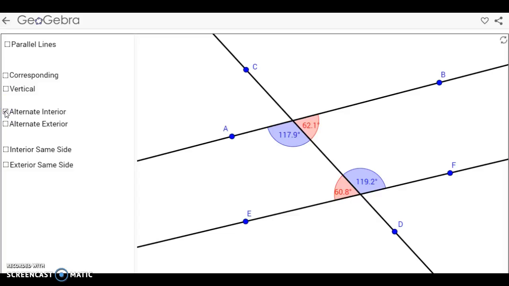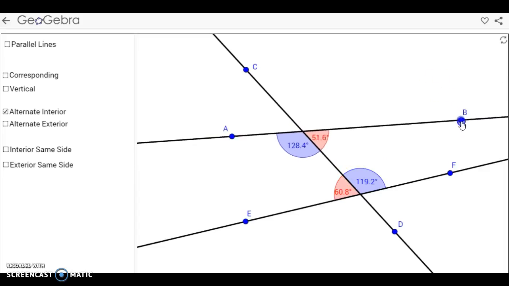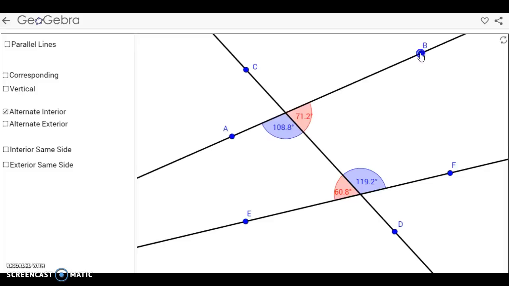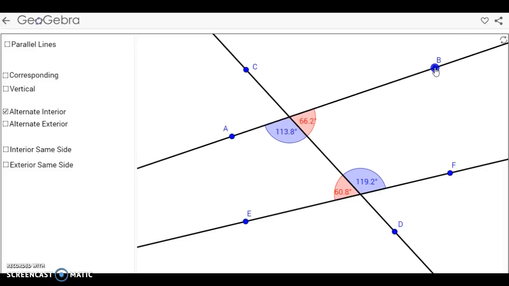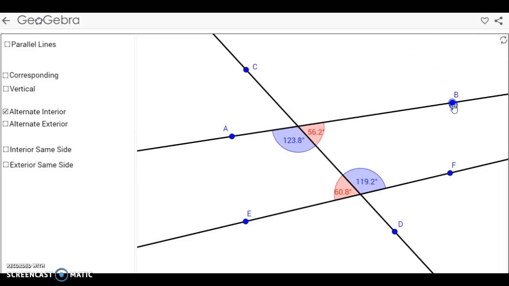Alternate interior angles, no surprise, they're inside between the two lines. And alternate means they're on opposite sides of the transversal. So we have these two blue angles right here. And again, I can move this point B around and change the fact that they're on the opposite side of the transversal and they're both between. And same thing with those red pair of angles.